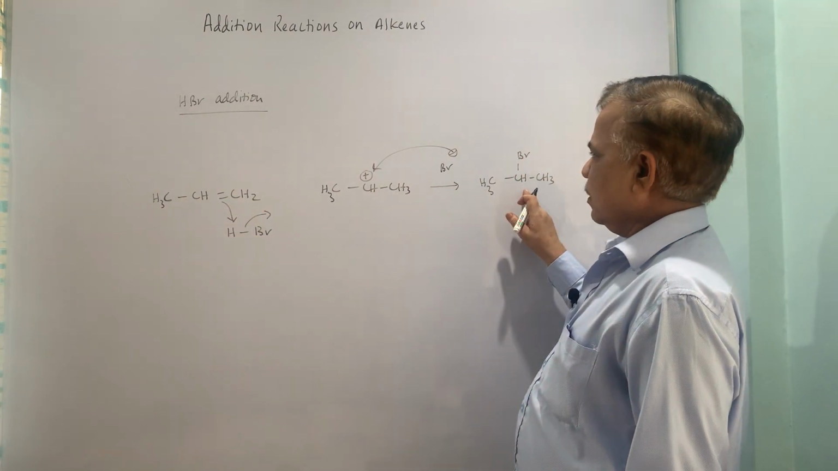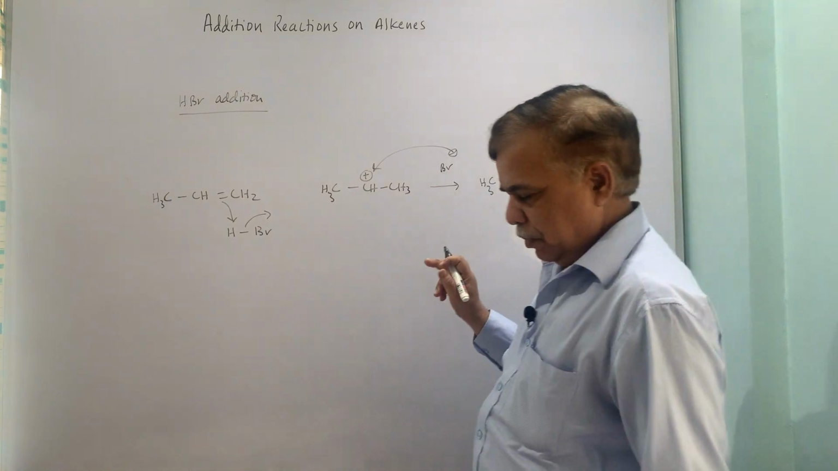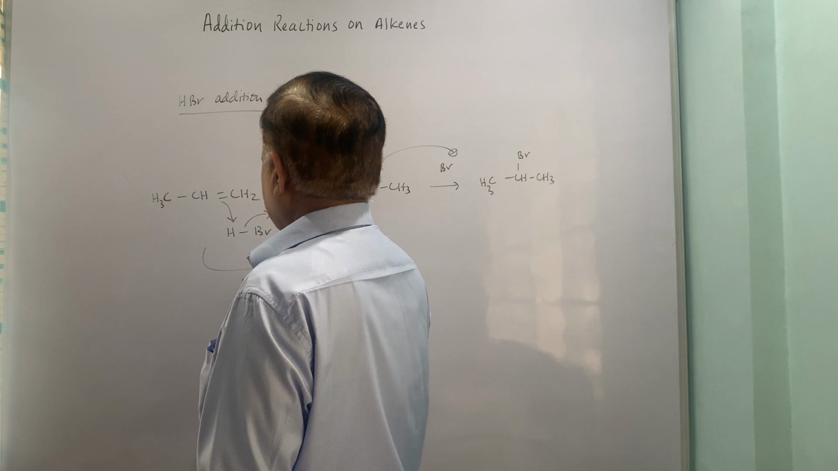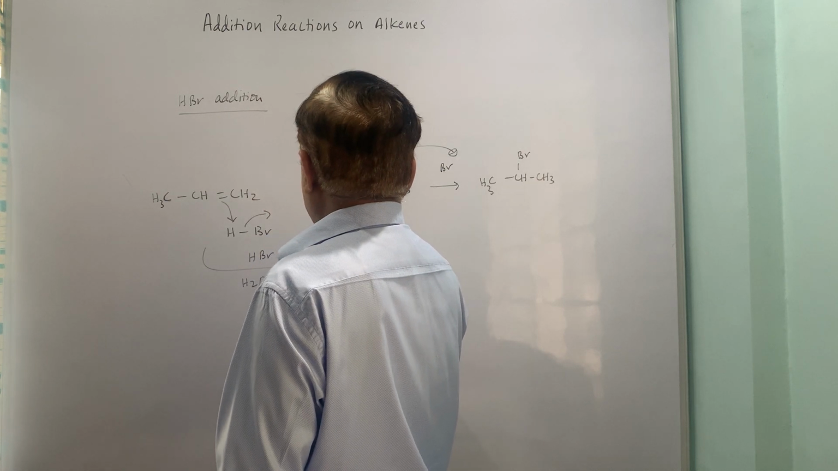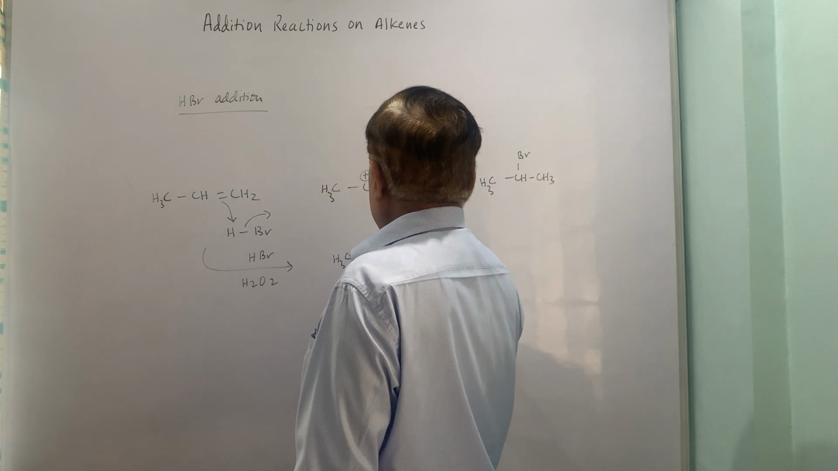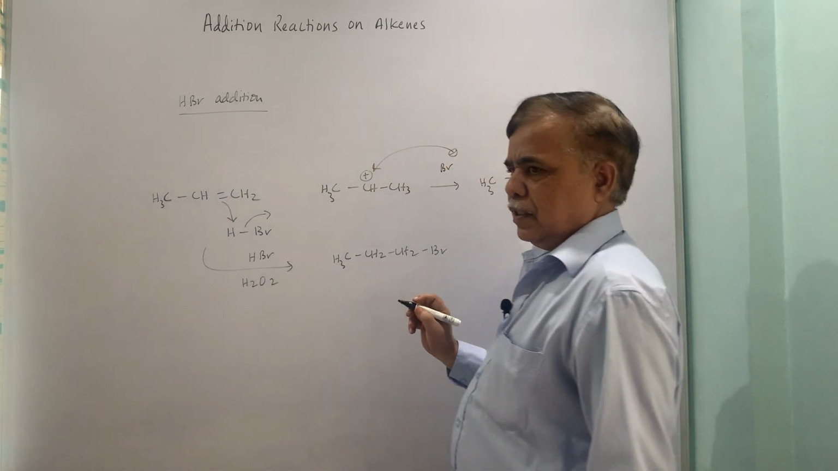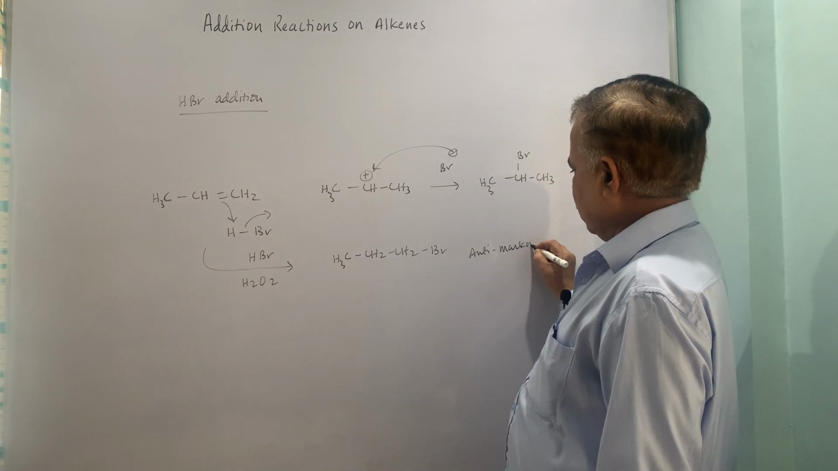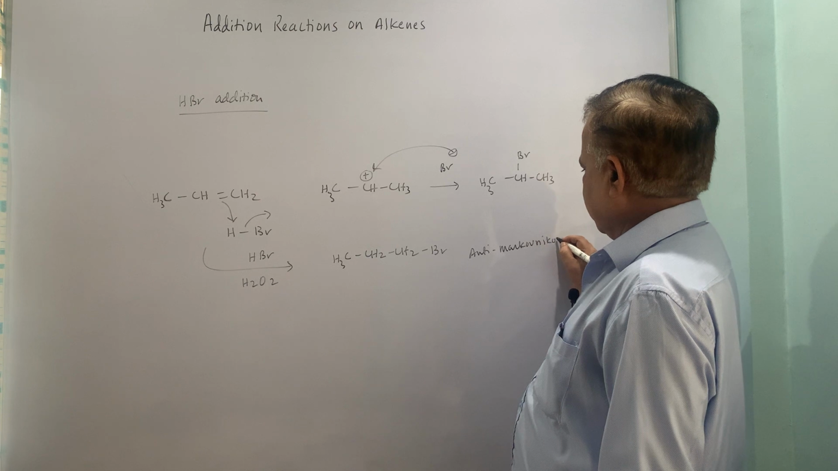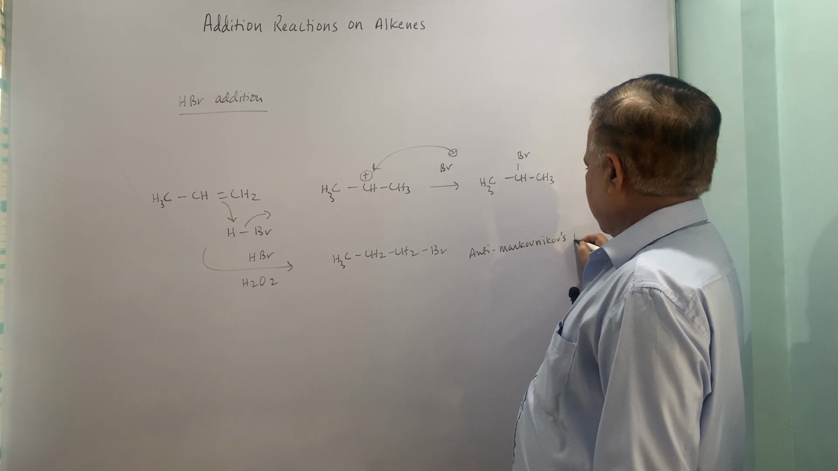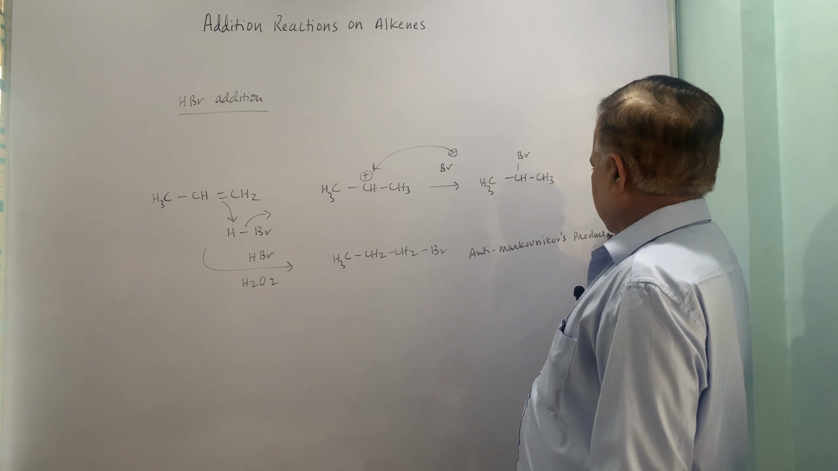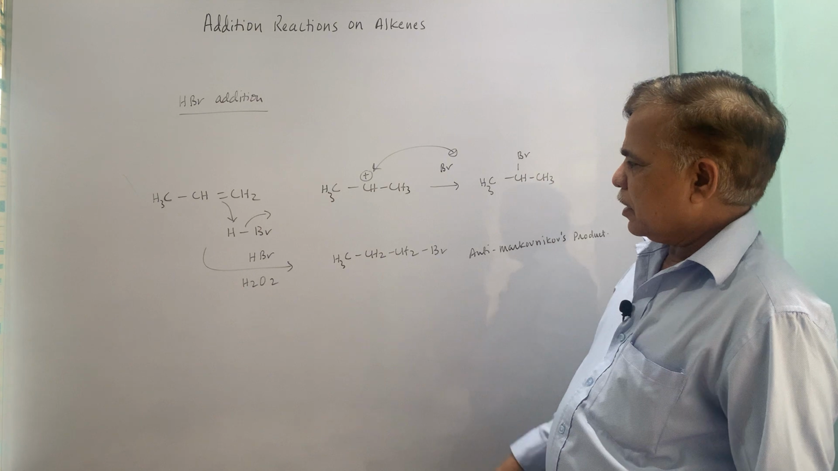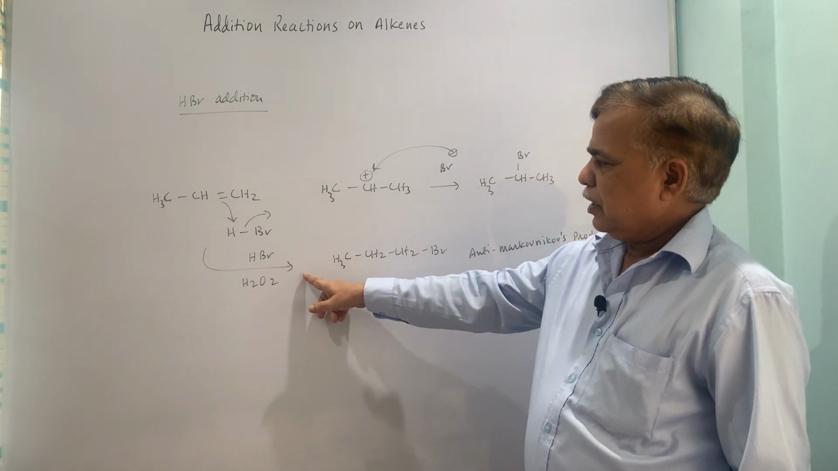So, naturally this is your Markovnikov's product, but if the same reaction is carried out in presence of peroxide, you will end up with the primary halide. This is anti-Markovnikov's product. Markovnikov's product. Some people write Markovnikov, some Russian scientist. So, we have to see this mechanism.